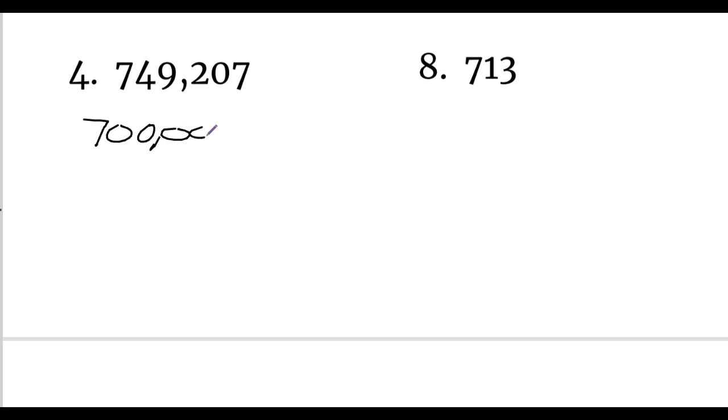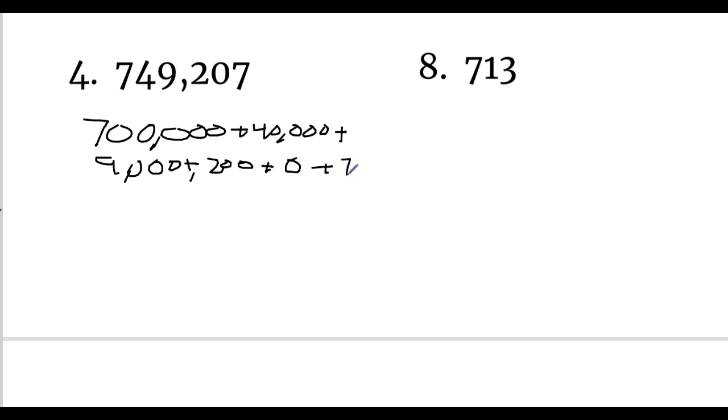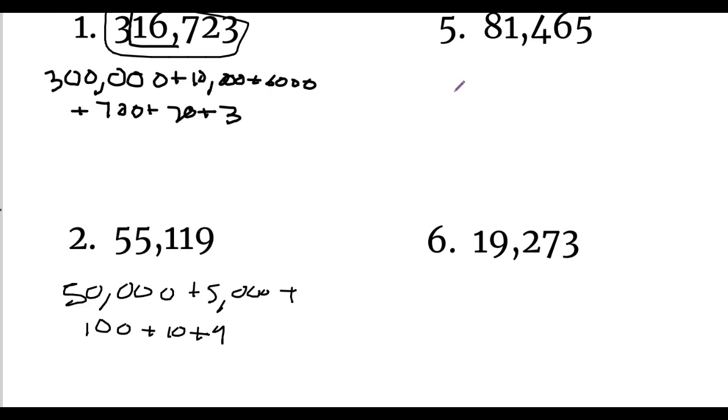700,000 plus 40,000 plus 9,000 plus 200. And again, you can add 0, but you don't really need to. And then 7. So this is 80,000 plus 3,000 plus 1,000 plus 400 plus 60 plus 5.